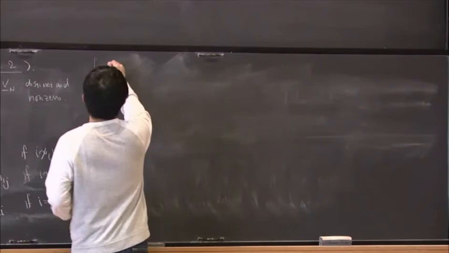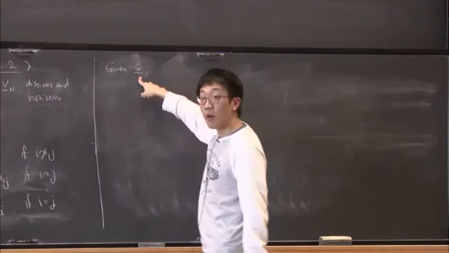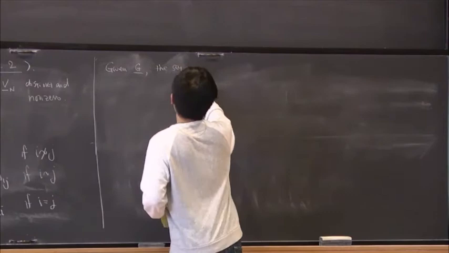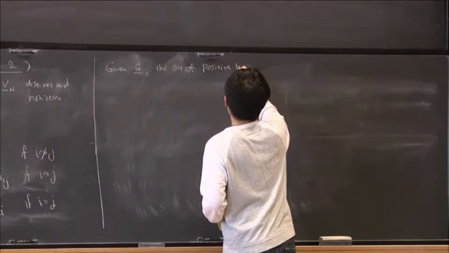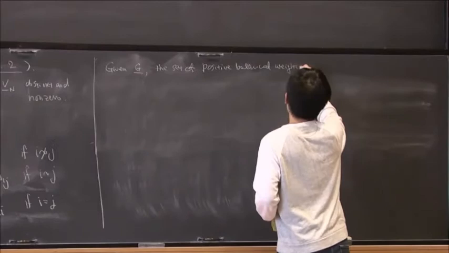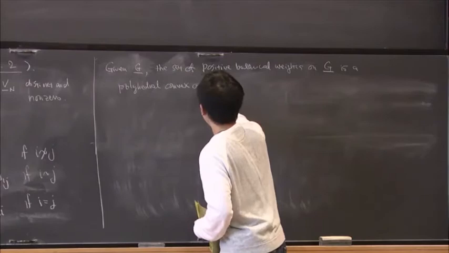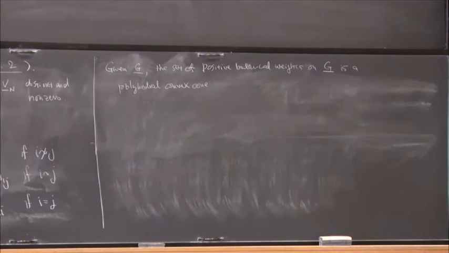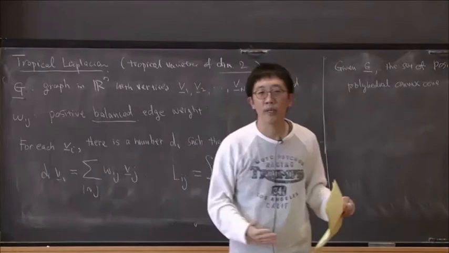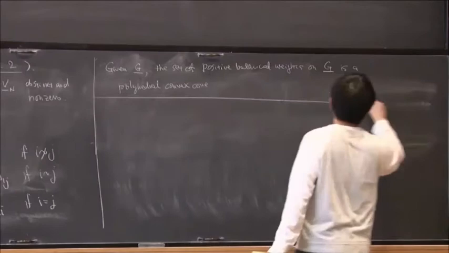So the basic observation is that if you fix your geometric graph G, the set of positive balanced weights on G is a polyhedral convex cone in the very large space with basis generated by the edges of G. So you have many, many linear equalities, and then you require that your w_ij are positive, so it cuts out a polyhedral cone. So let's run one example.